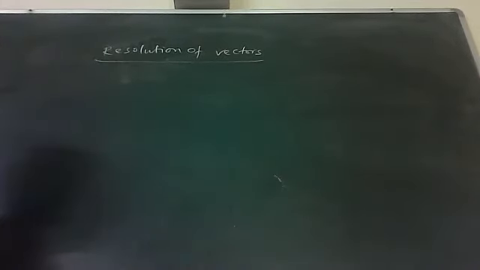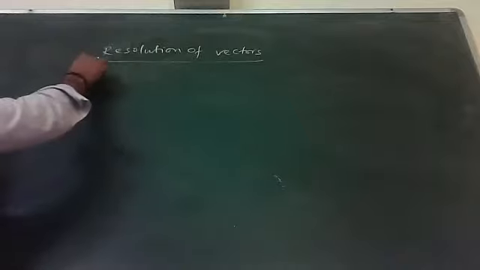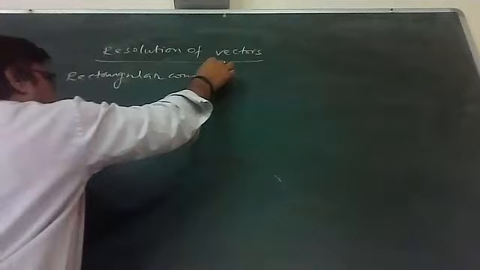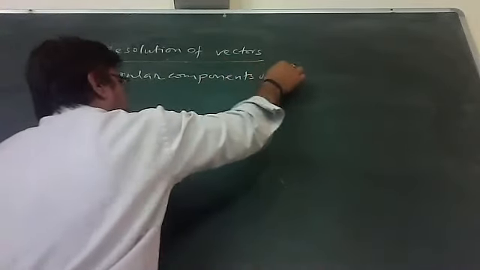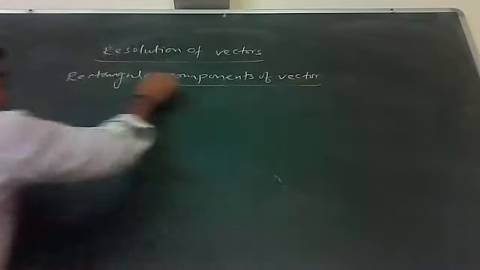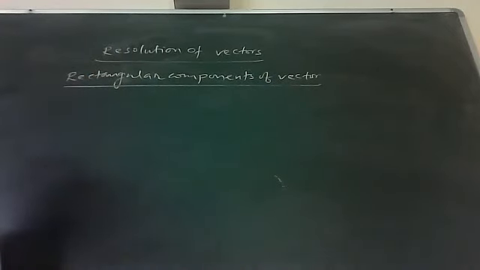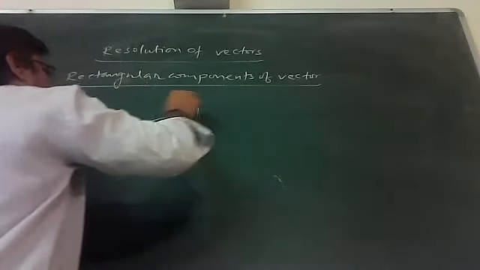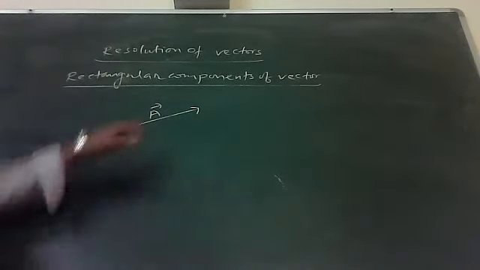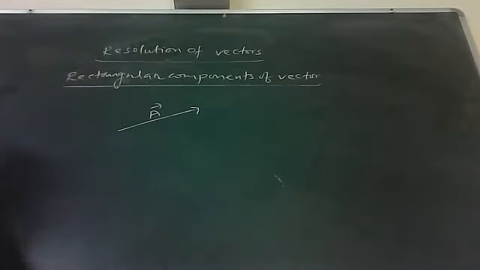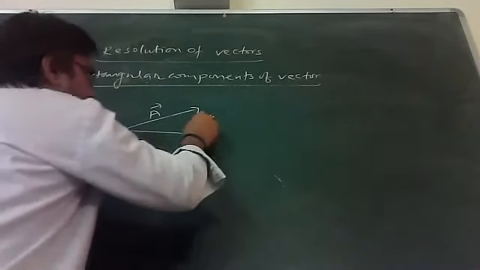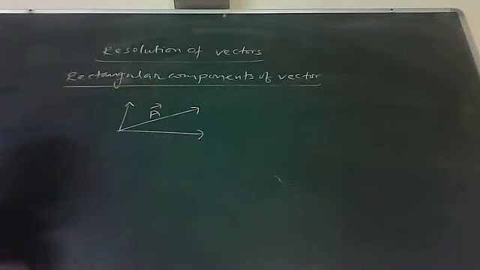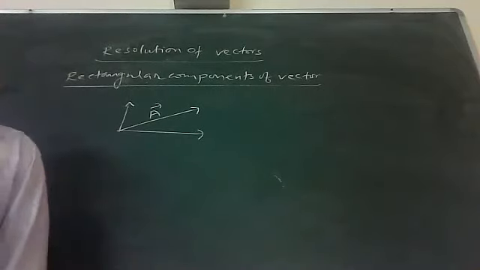Now write rectangular components of vector. Now, what are rectangular components of a vector? See, this is vector A. This vector is present in the xy plane. That means one component is available on the x-axis and one component on the y-axis. This vector should be split along the 2 axes.